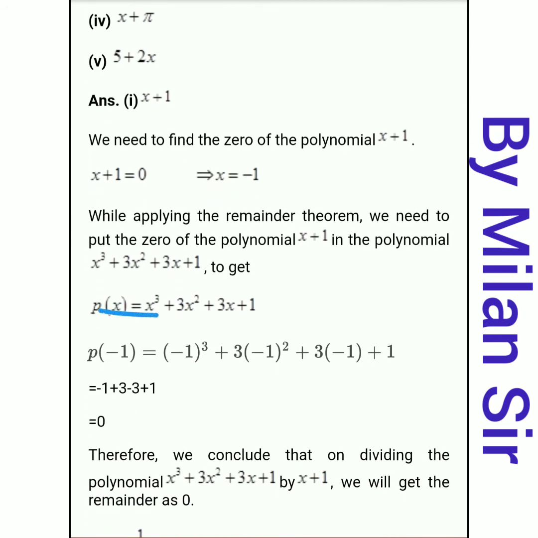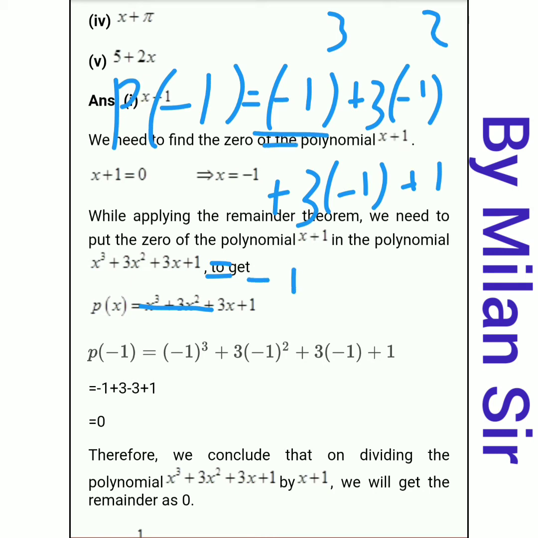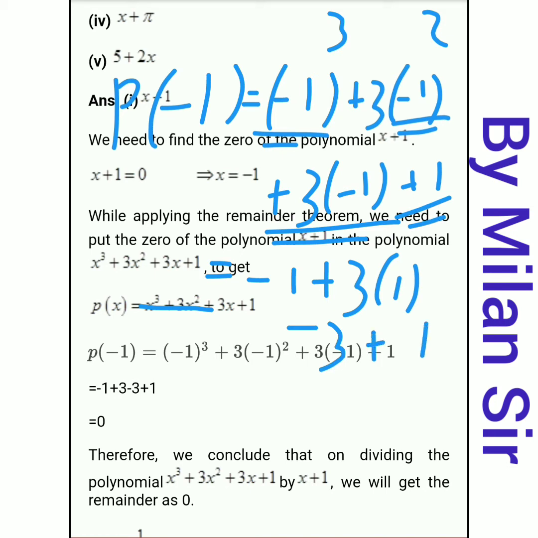Your p of x is x cube plus 3x square plus 3x plus 1. Now put the value x equals minus 1. So x cube becomes minus 1 cube, plus 3x square becomes 3 into minus 1 square, plus 3x becomes 3 into minus 1, and plus 1. Now minus 1 cube is minus 1, minus 1 square is plus 1. Here plus times minus gives minus, 3 ones are 3, and at last plus 1 as it is. So minus 1 plus 1 cancel.